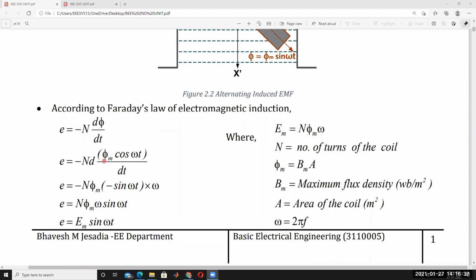Then differentiate: d by dt of cos omega t is nothing but minus sin omega t. N into phi m is constant, and cos omega t differentiated gives minus sin omega t, then omega, since omega is constant. That's why omega. Then minus and minus gives plus, so E is equal to n into phi m into omega into sin omega t. Then E is equal to Em sin omega t.